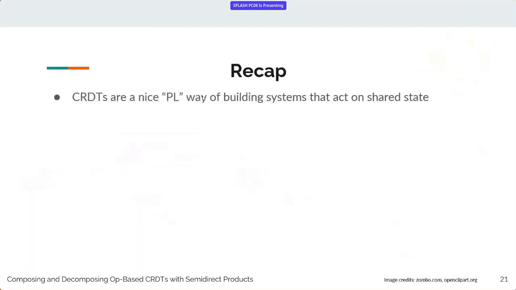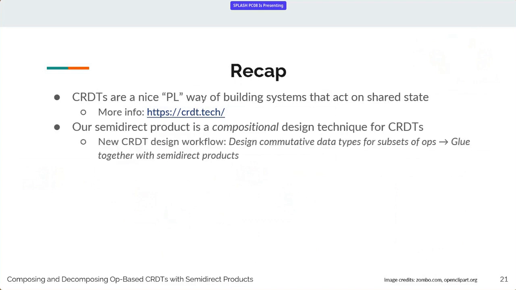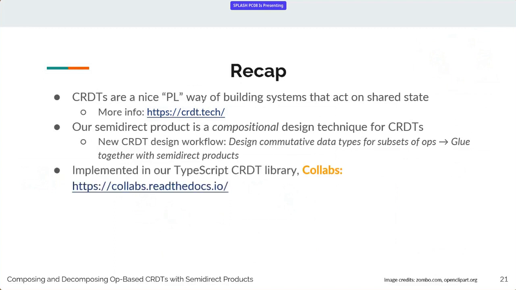Okay, so to recap, CRDTs are a nice programming languages way of solving a systems problem, that is how to build systems that act on shared state. More info about CRDTs in general at this nice website, crdt.tech. Our semidirect product is a compositional design technique for CRDTs, which in principle lets you do this new CRDT design workflow: design simple commutative data types for subsets of your operations, and then glue them together with semidirect products, which will reason about causality.